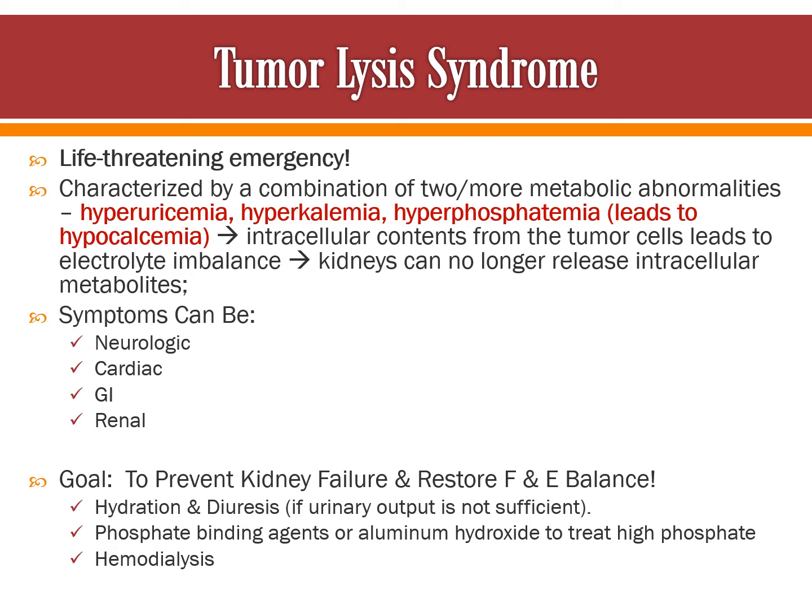So what does your treatment look like? I've adjusted a few things here: hydration, diuresis if needed if the urinary output is not sufficient. You're giving phosphate binding agents or aluminum hydroxide to treat any high phosphate levels, and things like hemodialysis if that is needed.